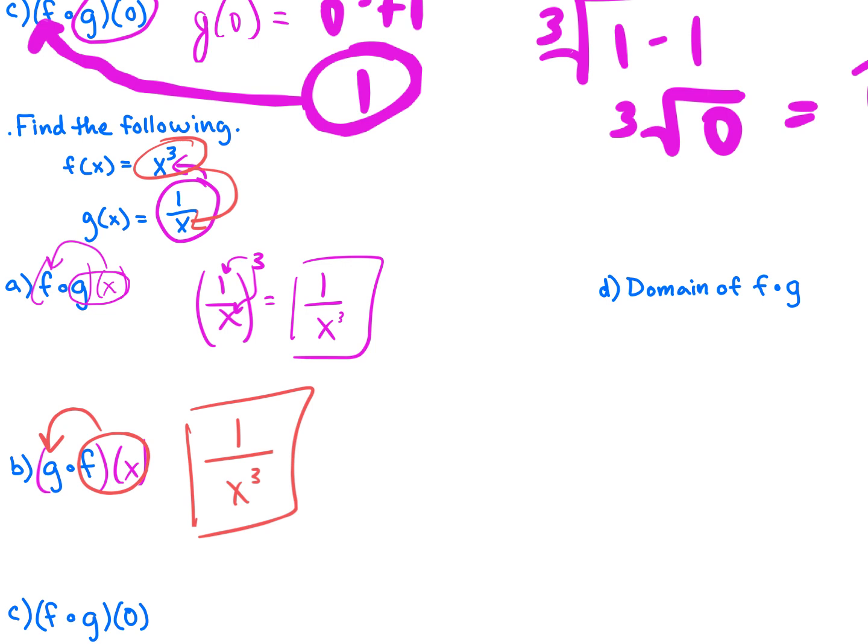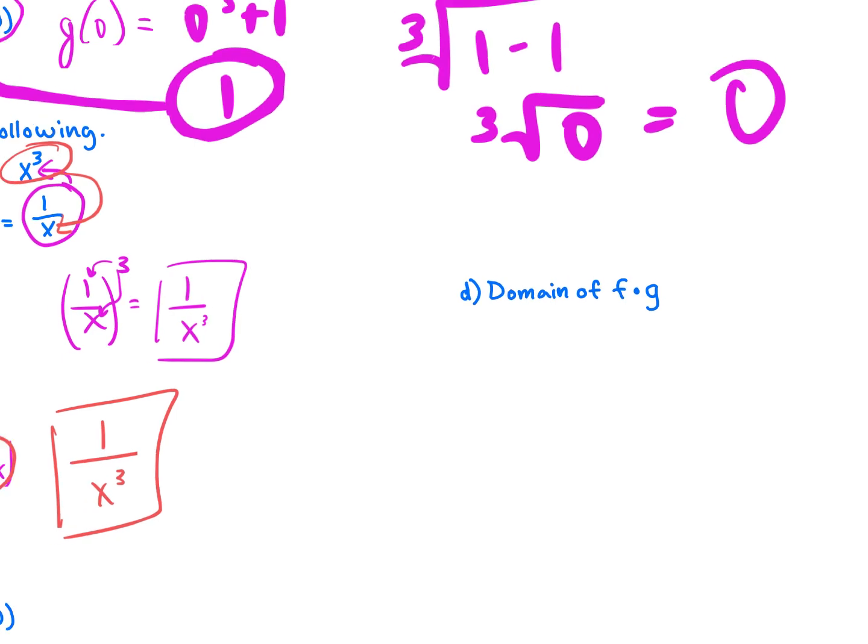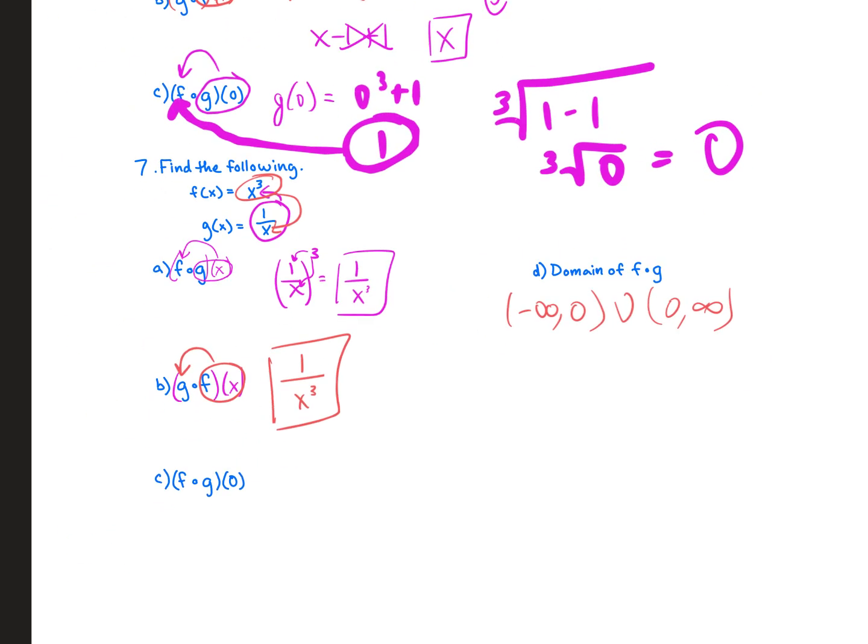What's the domain? Can I just use any numbers in the whole world that I want to? What number can I not use? Why? Because your denominator would be undefined. So how would I write, hey, I can use any number in the whole world except for 0? Negative infinity to 0, union 0 to infinity. Perfect. Very good, guys. And then what is f of g of 0? Think about it. If I plug in 0, if I take the g, it is undefined. I get 1 over 0 cubed, which is no bueno, right? So it's undefined.